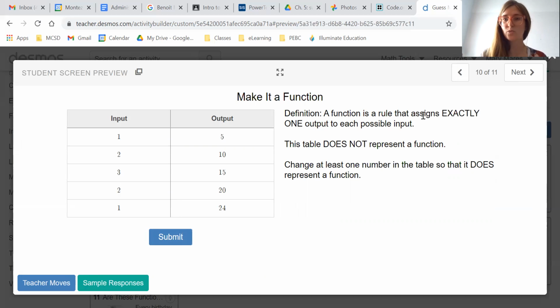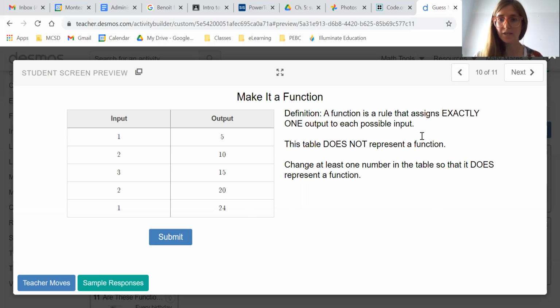Okay. A function is a rule that assigns exactly one output to each possible input. So this table does not represent a function. And why doesn't it represent a function? Because 1 maps to 5, but then we also see 1 maps to 24. And 2 maps to 10, but then 2 also maps to 20. So there can only be one output for each possible input. We can't have 1 be mapped to both 5 and 24. It needs to be mapped to only 1.